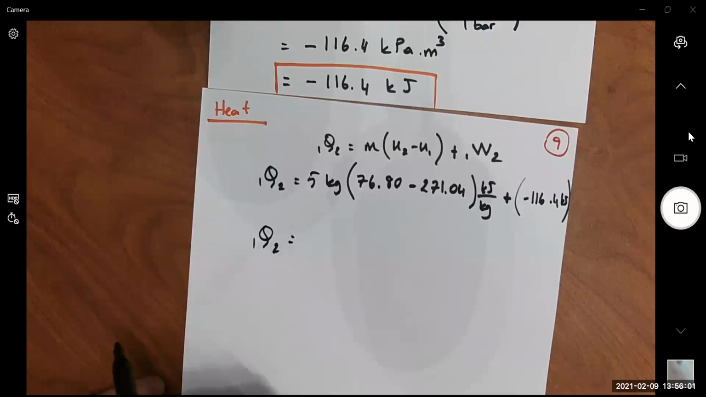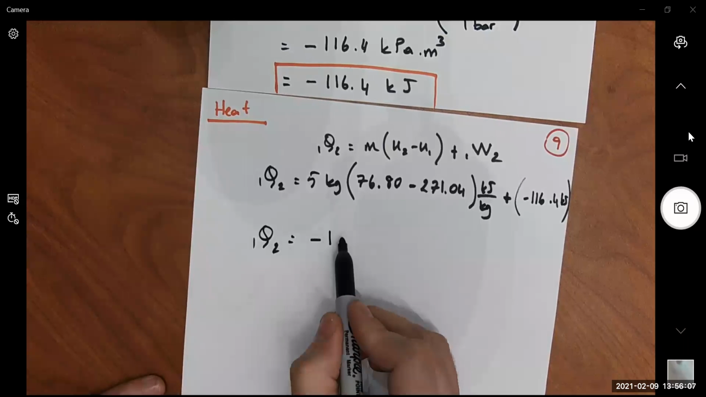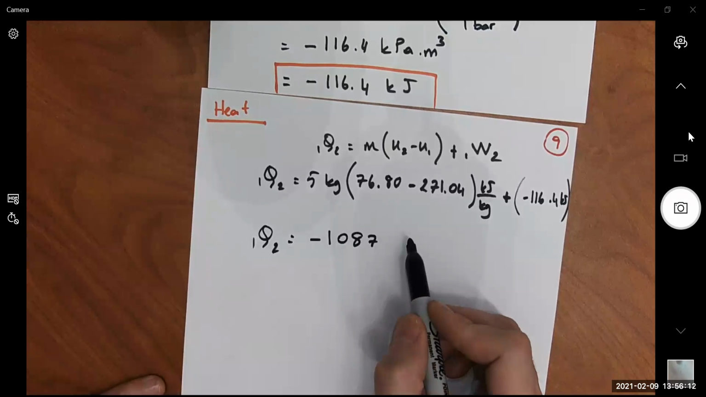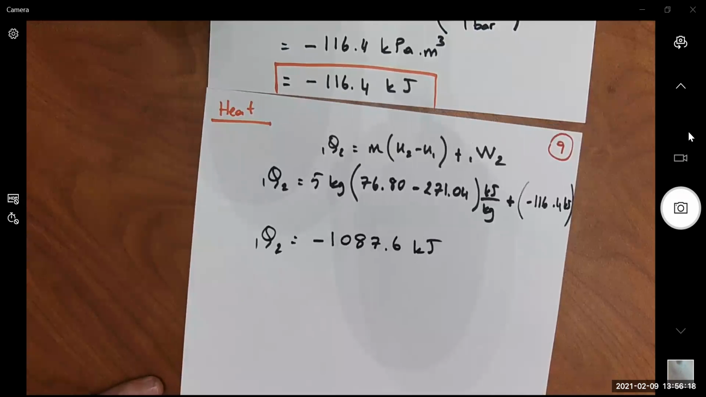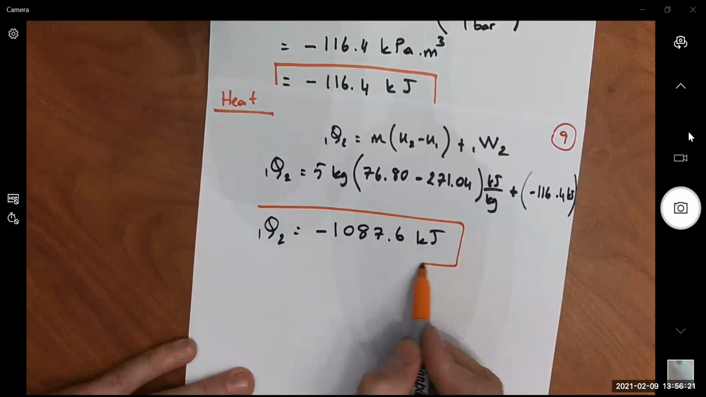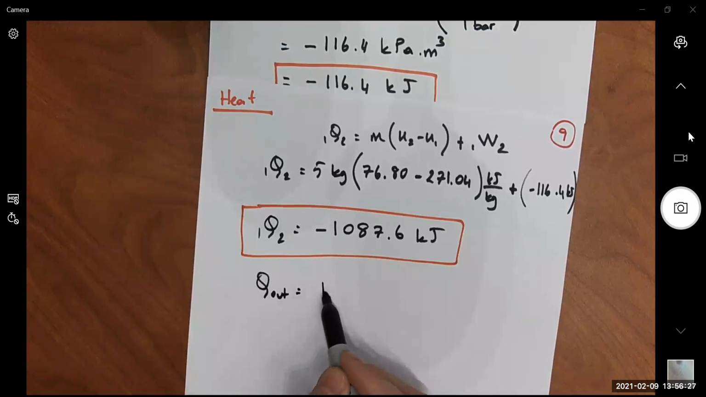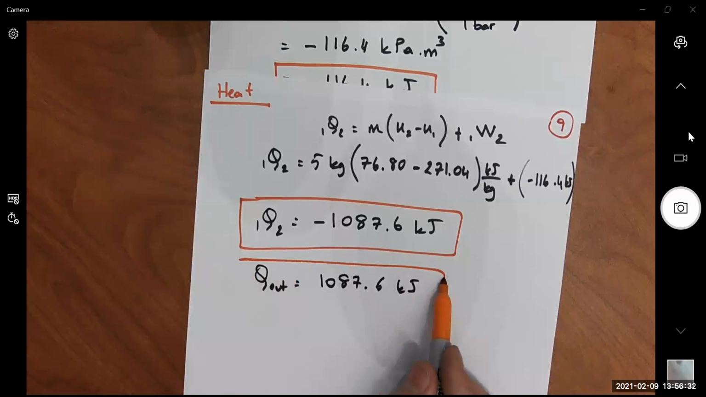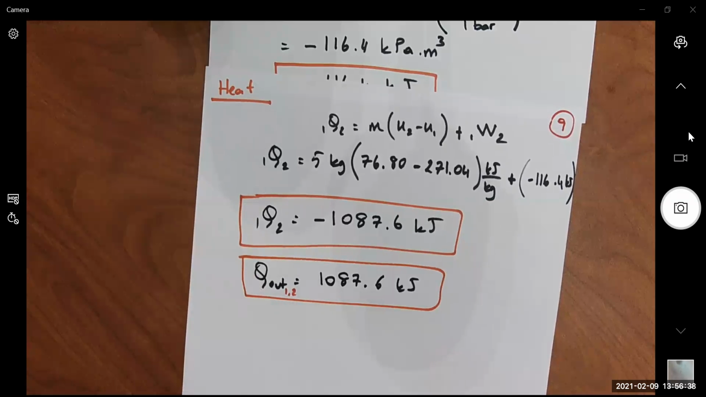From here, heat transfer is minus 1,087.6 kilojoules. That is Q out, from state 1 to 2.